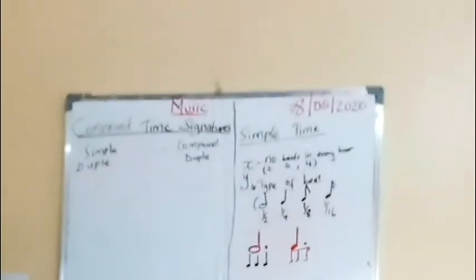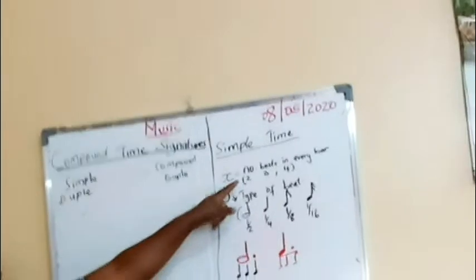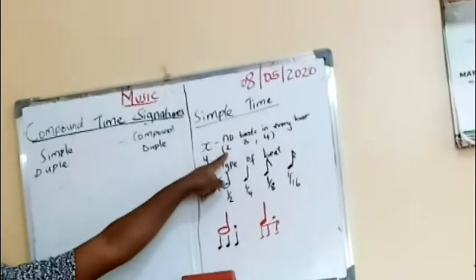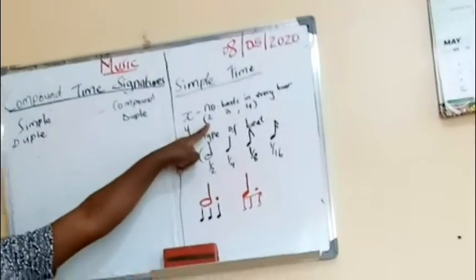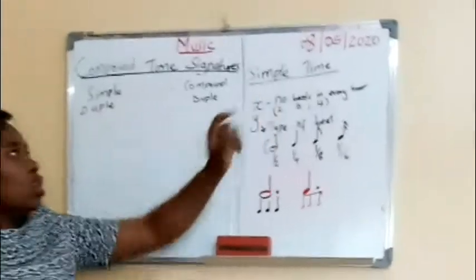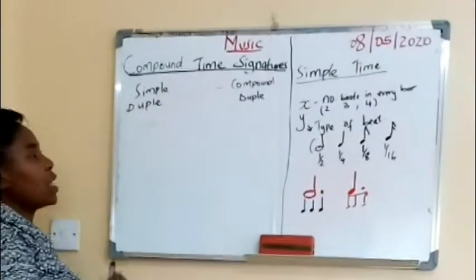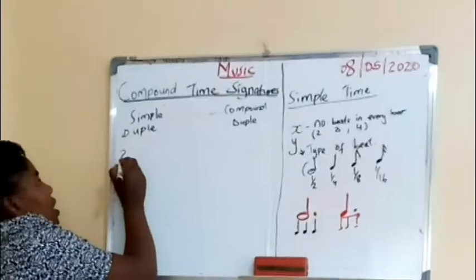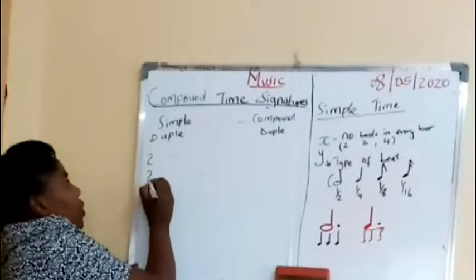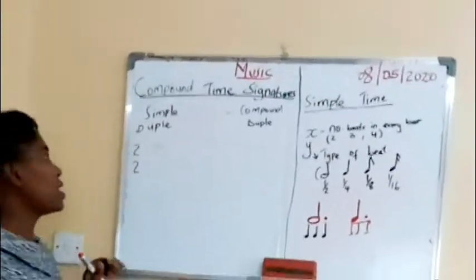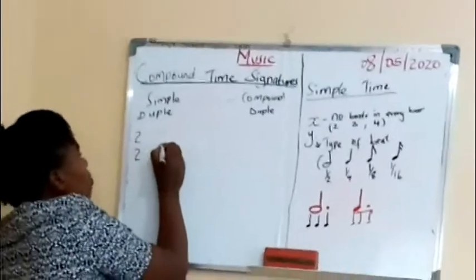Now, earlier we looked at 2 at the top in simple time standing for duple. So I'm just giving this example. Let me start with the 2, 2. Now, 2, 2, boys and girls, stands for 2 minim beats in every bar.